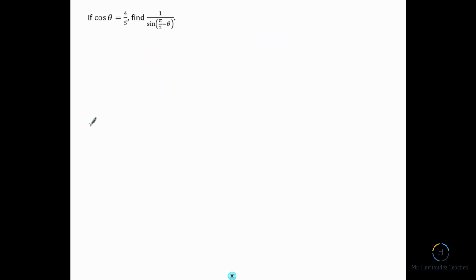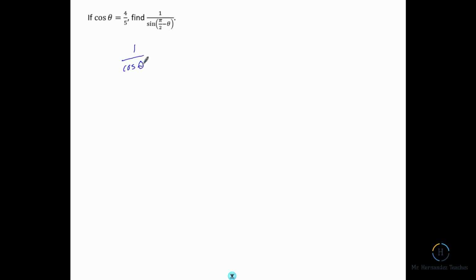All right, another problem here that we have, cosine of theta is equal to 4 over 5. We need to find 1 over sine of pi over 2 minus theta. Well, sine of pi over 2 minus theta, that's convenient because this is a cofunction identity. Well, what does that cofunction identity equal? Well, 1 over cosine of theta.